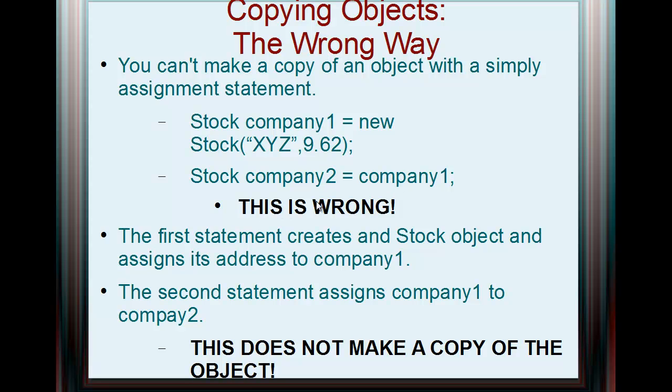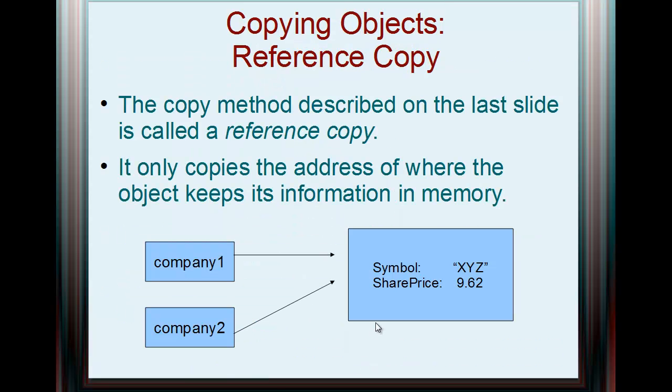This is wrong. The first statement creates a stock object and assigns its address to company 1, which is what we have right here. The second statement assigns company 1 to company 2, but this does not make a copy of the object. The copy method described in the last slide is called a reference copy. It only copies the address of where the object keeps its information in memory.